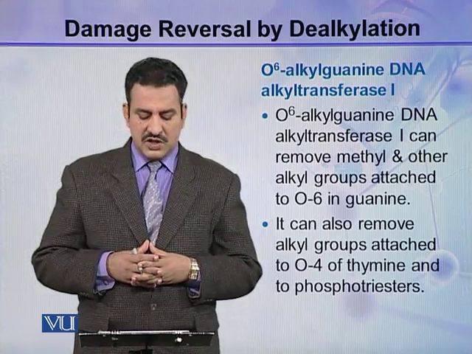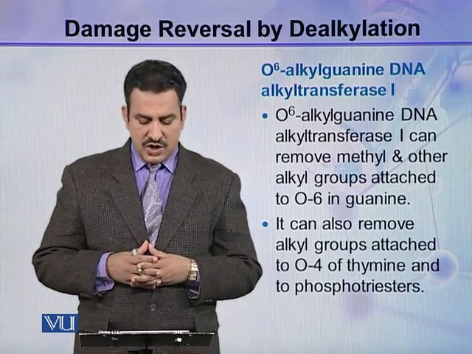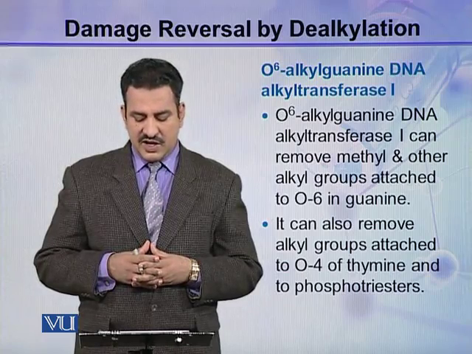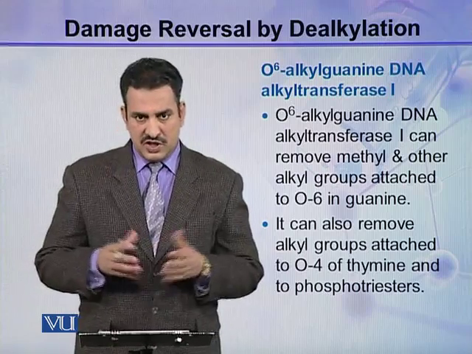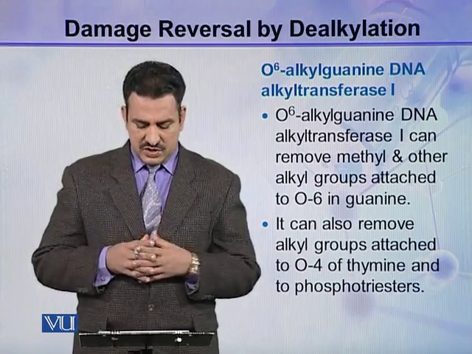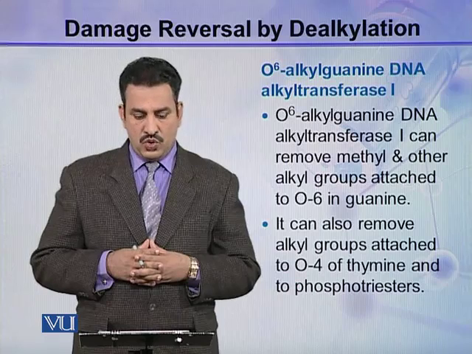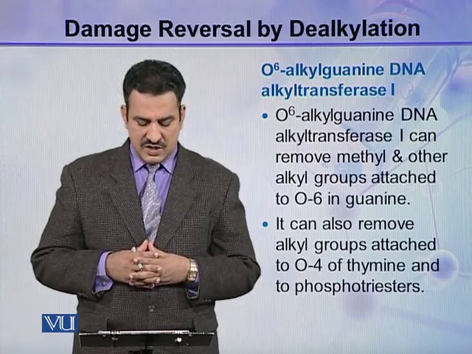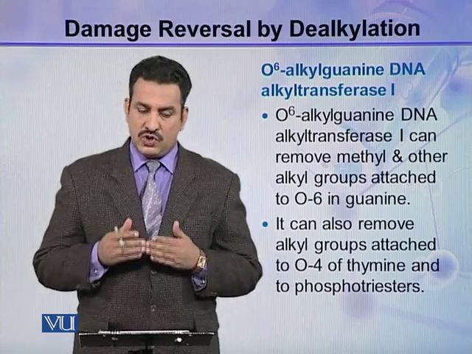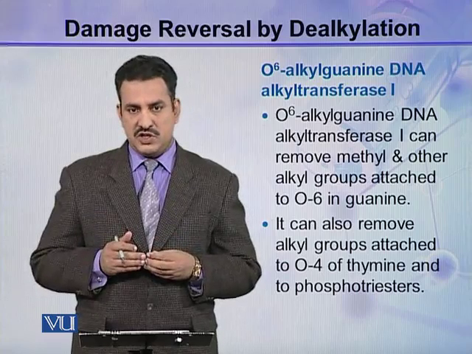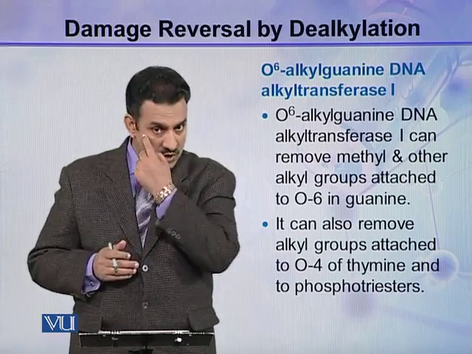This enzyme, that is O6 alkyl guanine DNA alkyl transferase 1, can remove methyl and other alkyl groups which are attached to the O6 atom in guanine. This enzyme can directly remove these groups. It can also remove alkyl groups attached to the O4 atom of thymine and to phosphotriesters. Sometimes the phosphate groups get alkylated and are converted into phosphotriesters. So it can also repair these phosphotriesters.